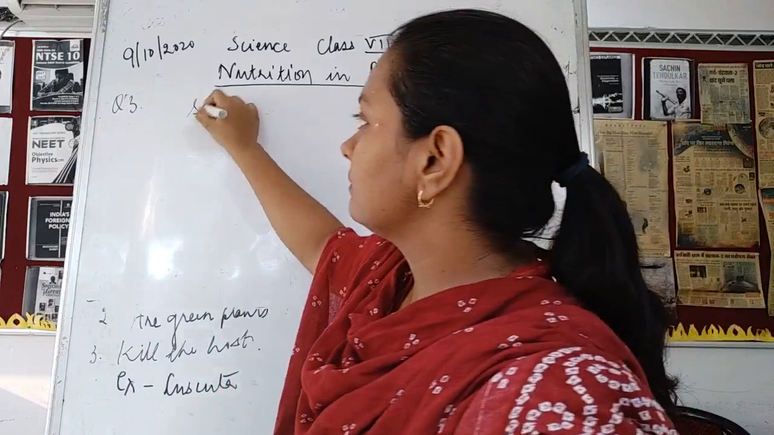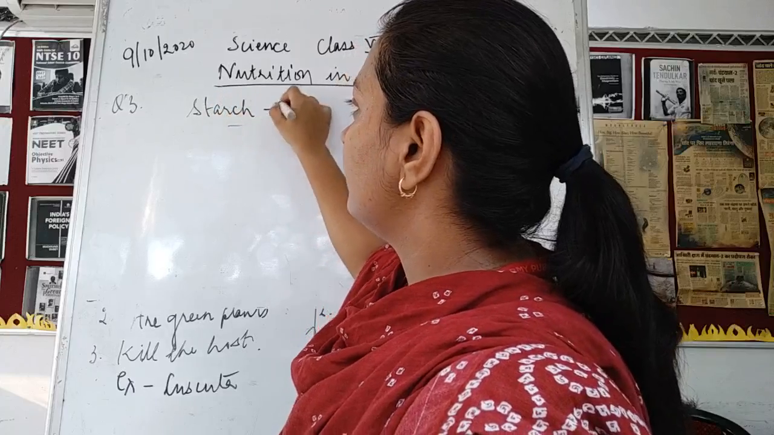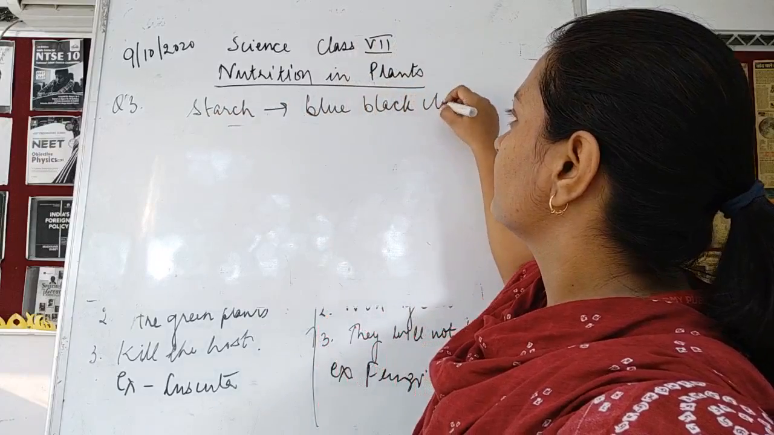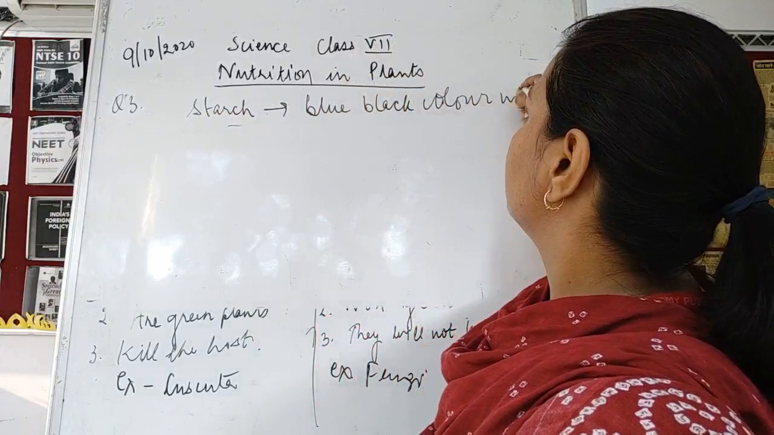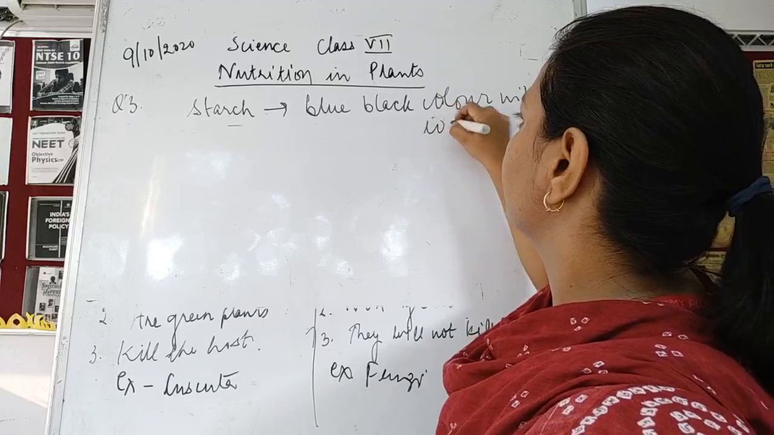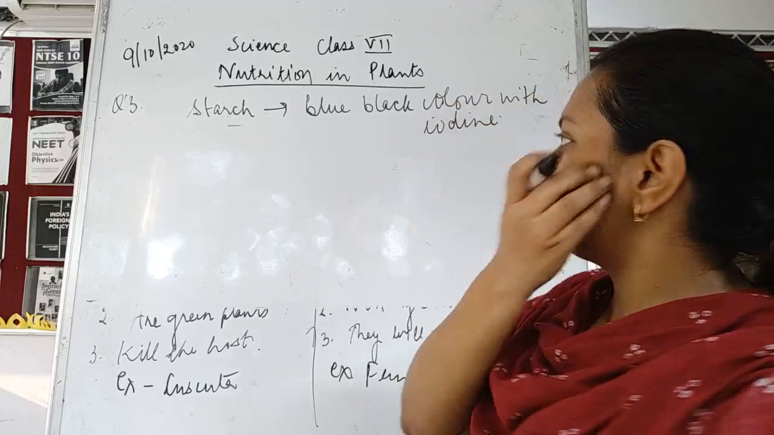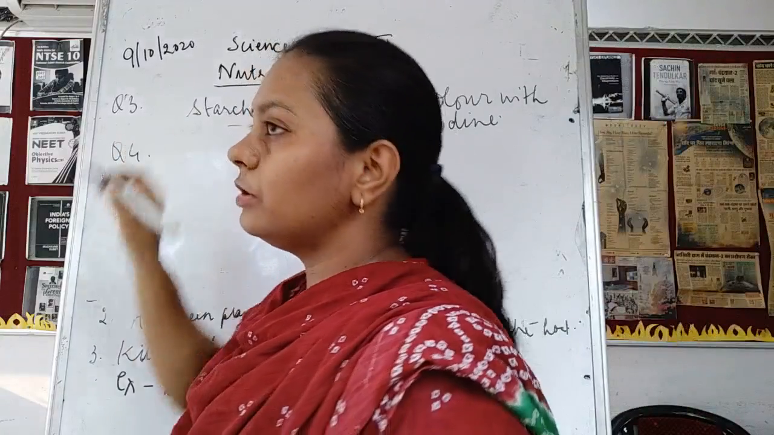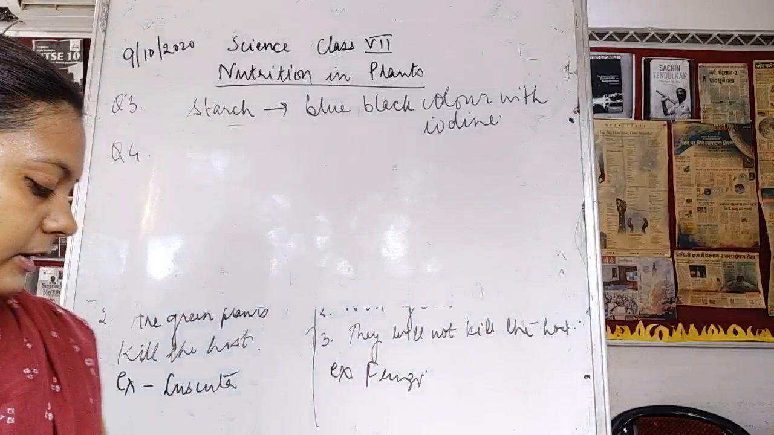So starch always gives blue-black color with iodine. Okay, so this is what is about question number 3. Fine. Now the next is question number 4. For this you can see the question first.